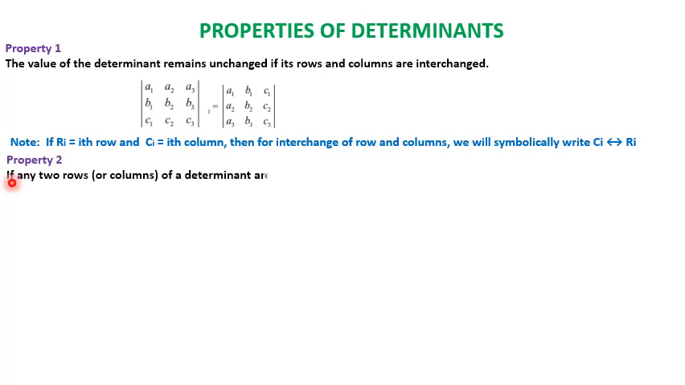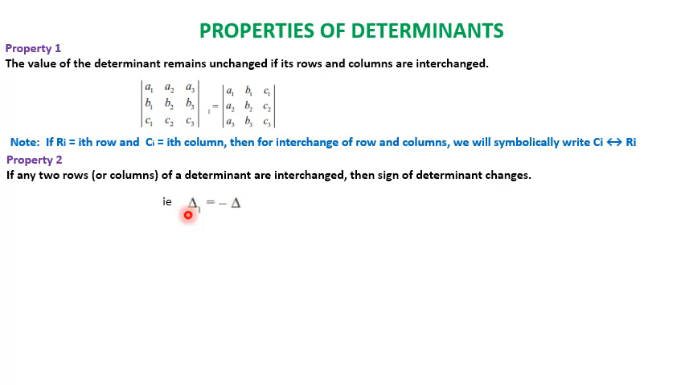Move on to property number 2. It says if any two rows or columns of a determinant are interchanged, then the sign of the determinant changes. And in the previous property, what we were discussing is interchanging the entire row and column. Then the value remains unchanged. Means if you interchange all the rows and columns, then the value remains same. But if any two rows or columns of a determinant are interchanged, then the sign of the determinant changes. Means plus becomes minus. You have to put additional one minus sign.